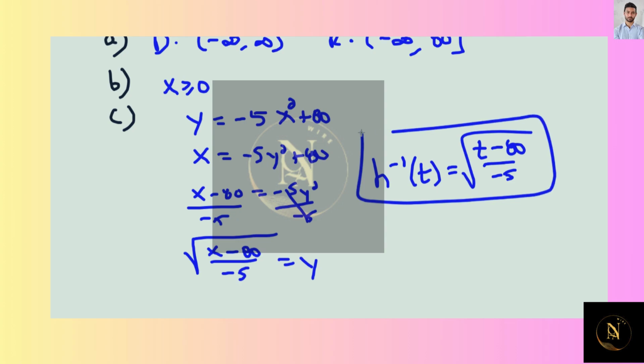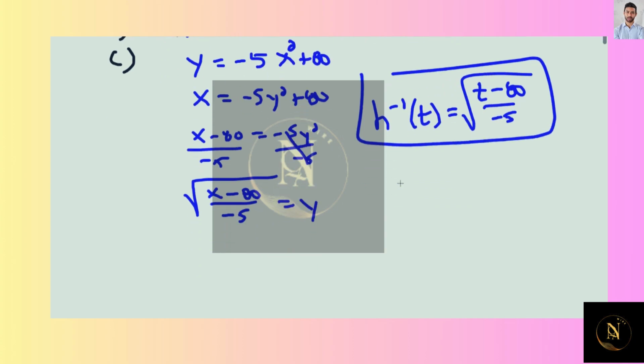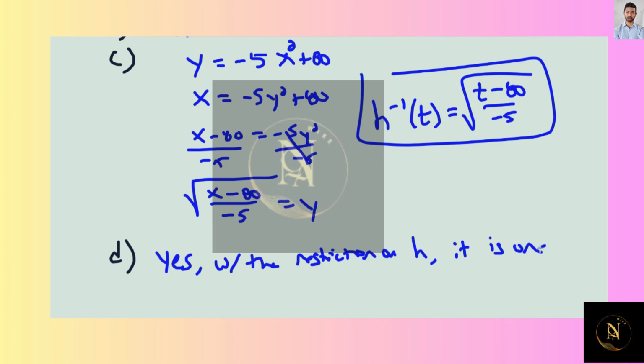And then for part D, is that a function? Yes. With the restriction on h, it is 1-to-1, and therefore invertible.